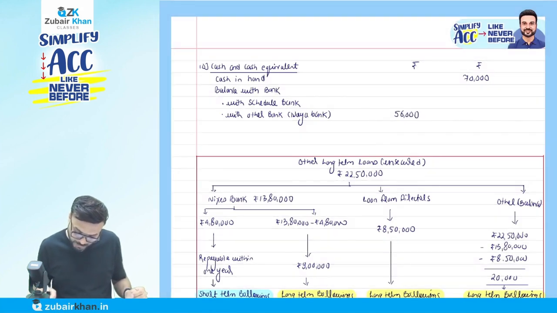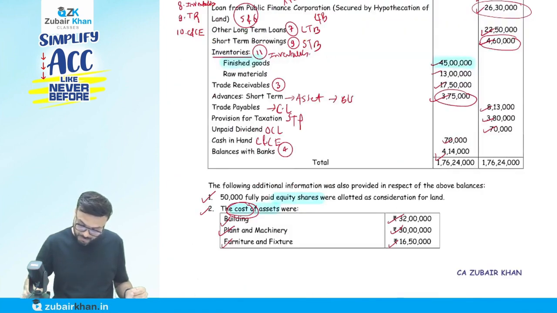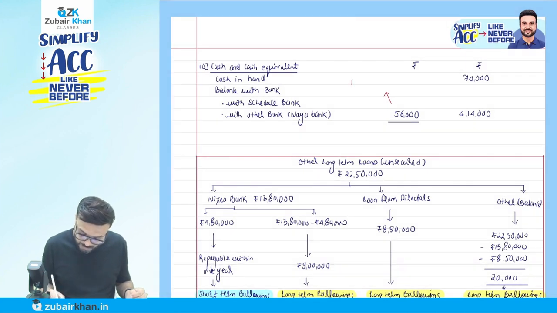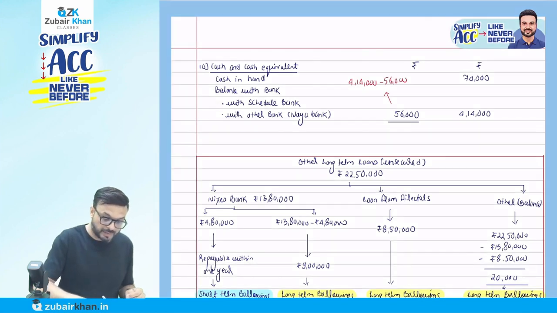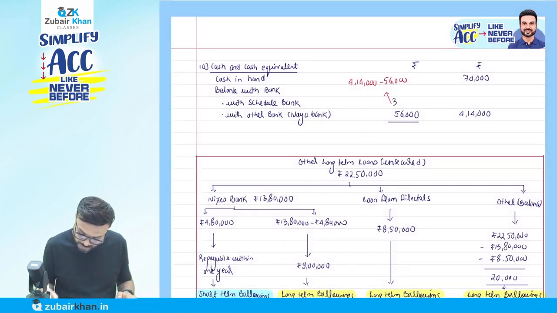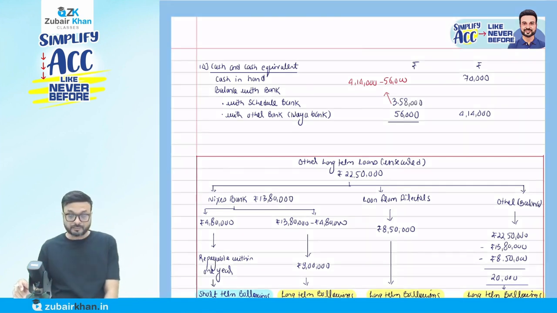56,000. How much is the total amount mentioned in trial balance? The total amount is how much? 4,14,000. So here we're going to write it down 4,14,000. So how much we have with schedule bank? Can we write it down? Yes, we can find it out. Total amount is 4,14,000 minus 56,000. That is coming how much here? 3,58,000. Done? Okay.